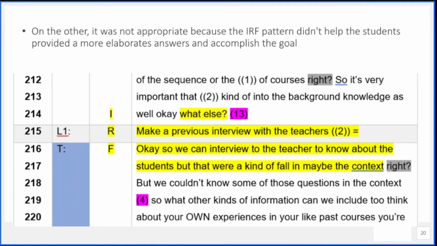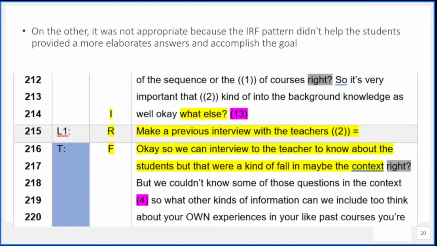On the other hand, it was not appropriate because the IRF pattern didn't help students to provide more elaborated answers and accomplish the goal. We need to remember that the goal was to discuss and analyze a reading, which did seem to require more cross discussion or true dialogue rather than the IRF pattern. Sometimes the teacher gave feedback which was the same as what the student had just said, and she also added more examples to be clear. In other words, the teacher didn't give opportunities to let the students give better and more explained answers.